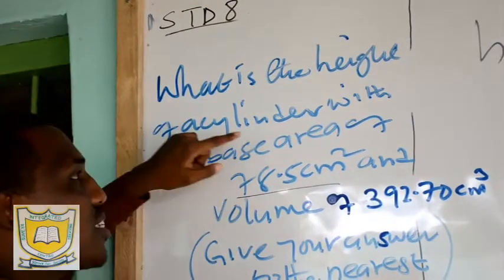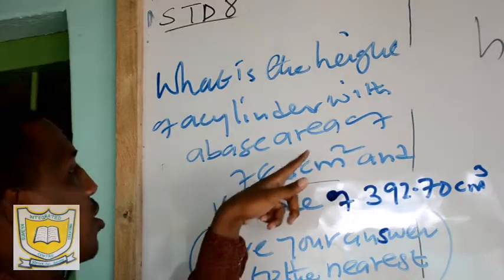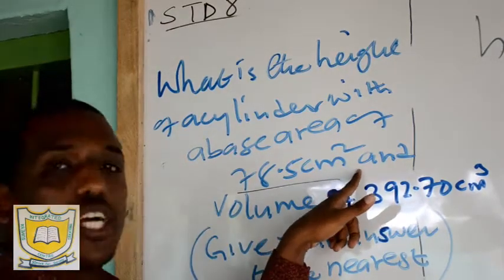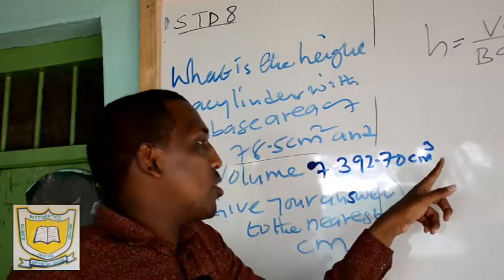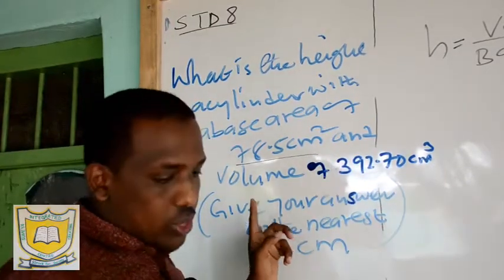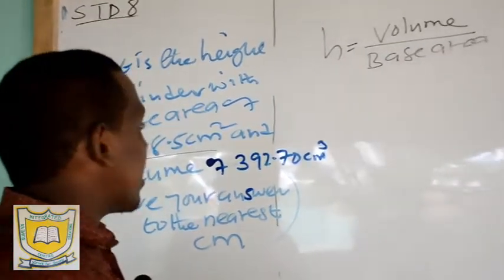What is the height of a cylinder with base area of 78.5 centimeter squared and volume of 392.70 centimeter cube? Then you are told to give your answer to the nearest centimeter.